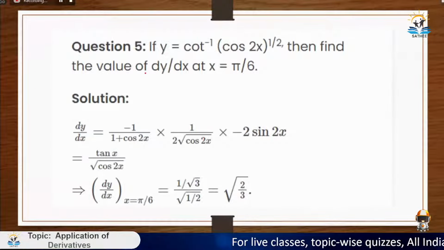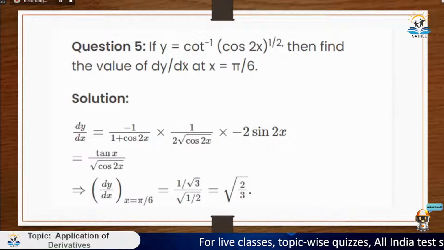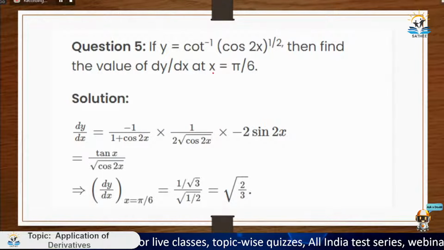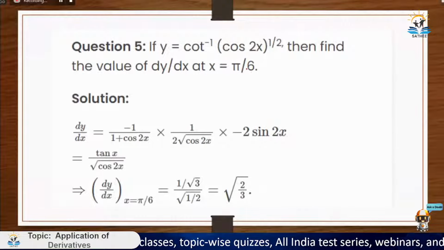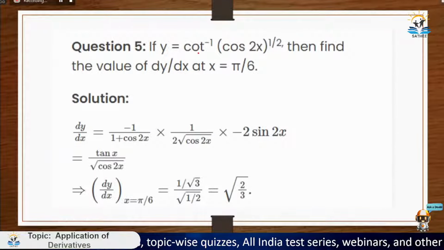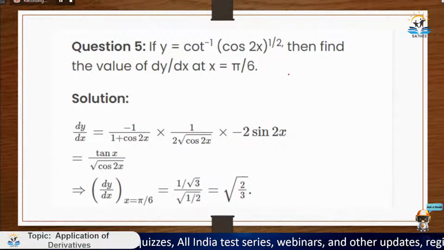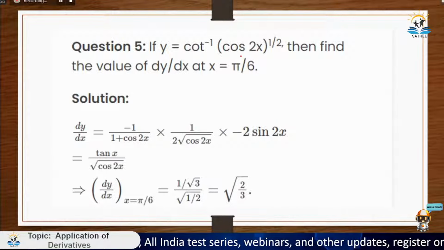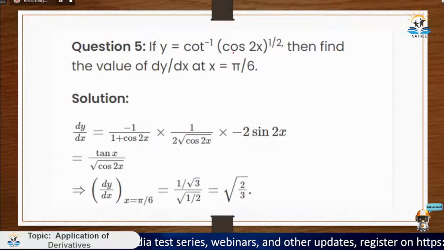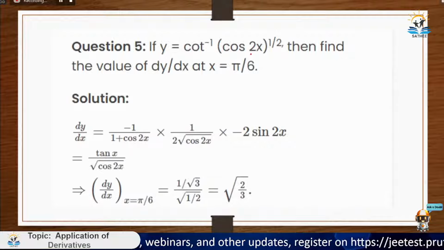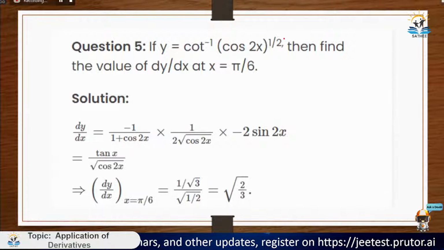Coming on to this question, if y is equal to cot inverse of root of cos 2x, then find the value of dy by dx at x equal to pi by 6. Okay, so simply differentiate it. You know that the differential of cot inverse x is minus 1 upon 1 plus x square. So here x is equal to cos 2x, so minus 1 upon 1 plus x square. X is equal to cos 2x power half.